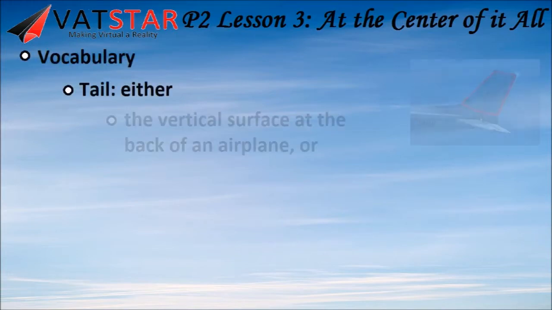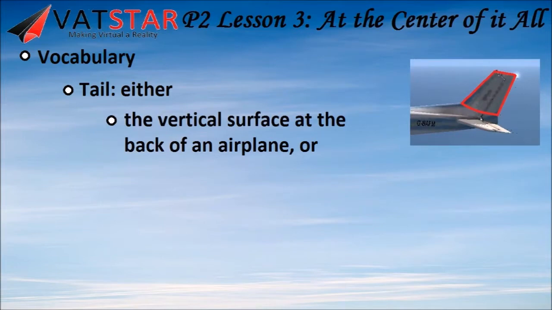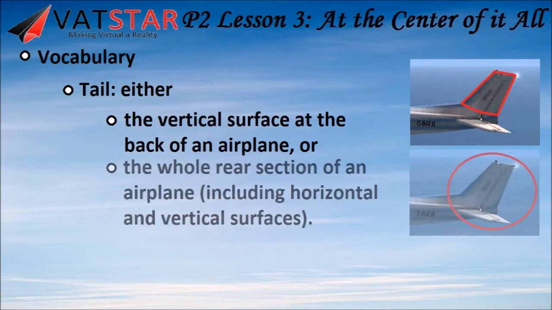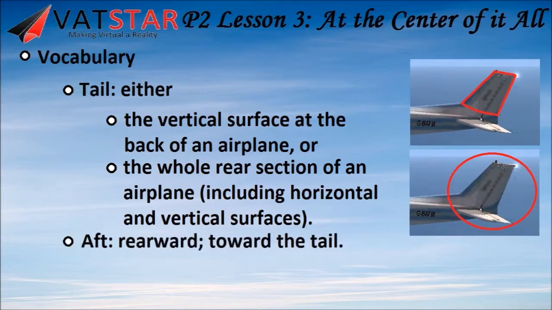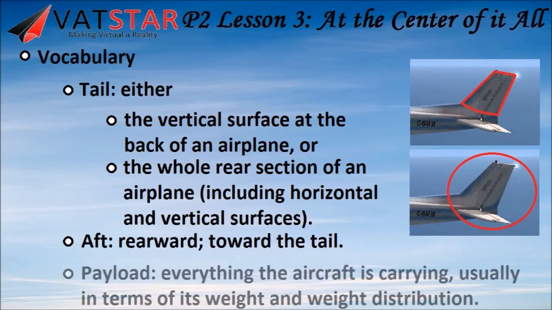Tail. That can refer either to the vertical fin sticking up at the back end of an airplane, or it might generically refer to the whole back end of the plane. Aft, well, that's another one of those boating terms that aviation borrows. It means toward the back of the plane. And your payload refers to everything the plane is carrying, including the crew, the passengers, the baggage and other cargo, food, drinks, and other supplies.